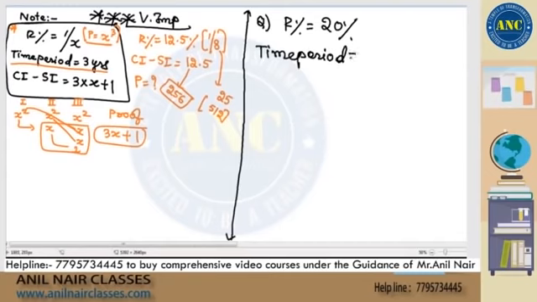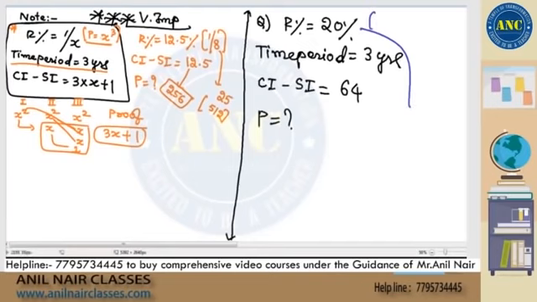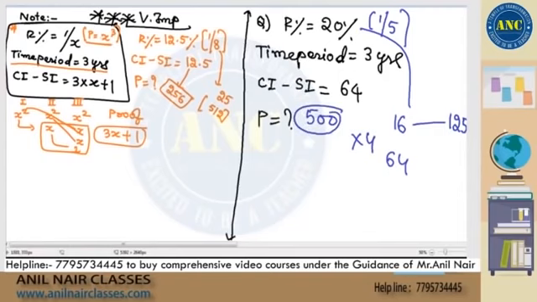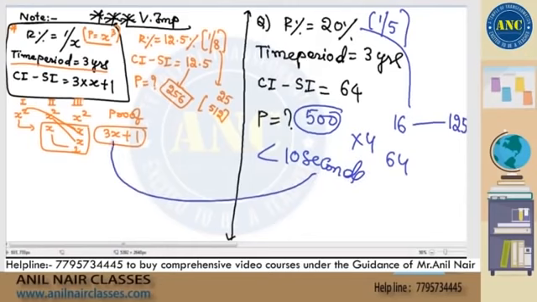Time period is 1 year. It takes 10 seconds to solve the question. CI minus SI is 64. Find the principal. Directly tell me the answer. 20 percentage is 1 by 5. 3 into 5, 15 plus 1, 16. 16 is for 125. Question is 64. Answer over. 500. How easy it is. Less than 10 seconds it takes to solve the question. If anybody asks how you got 3x plus 1, this is the proof.